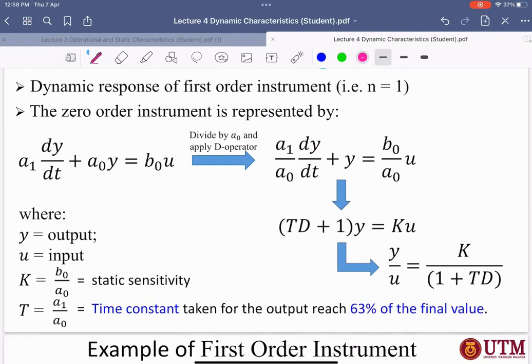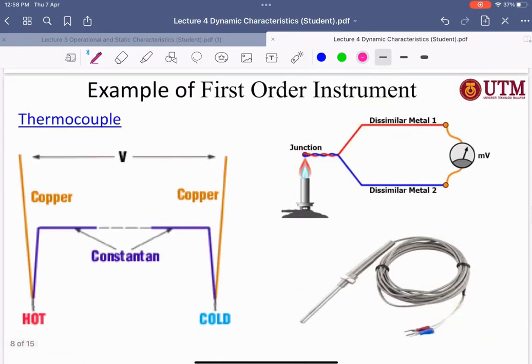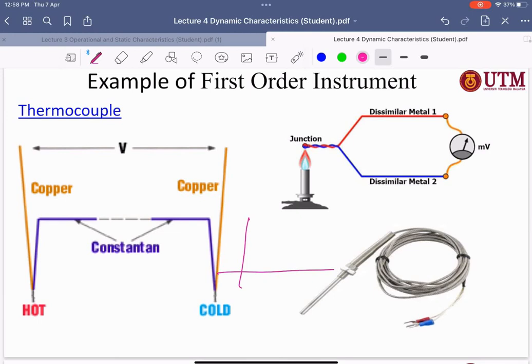For the first order, there are two parameters that you need to consider. One is K, which is the gain, and the other is T, the time constant. So this is the relationship. An example of a first order system is a thermocouple. A thermocouple will take time to sense the temperature. For example, it starts at 20 degrees, and it takes time to reach 60 degrees. The behavior of the first order has the transfer function with capital T, which is not the time; it is the time constant.